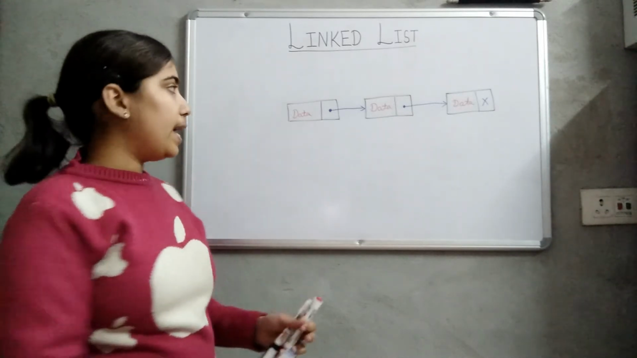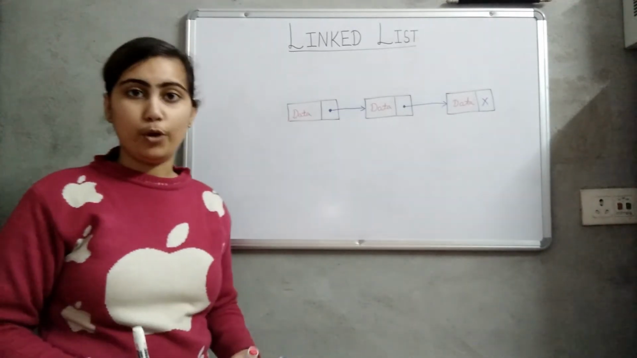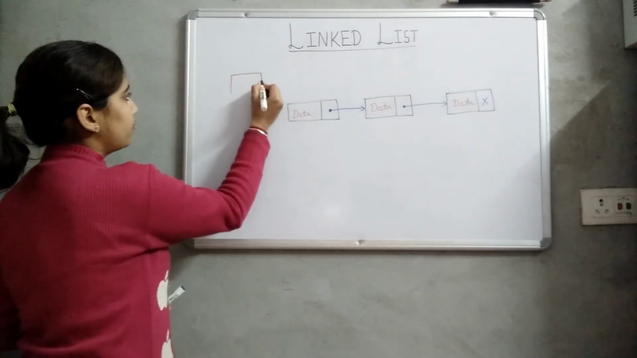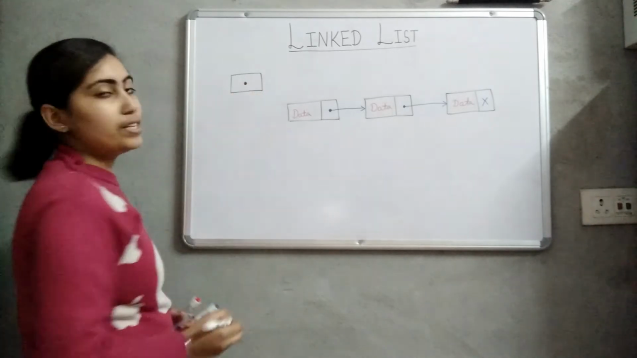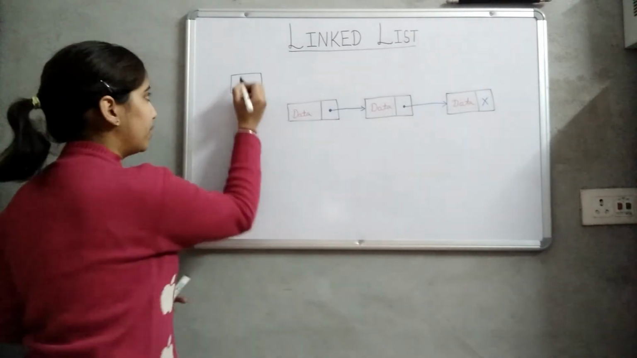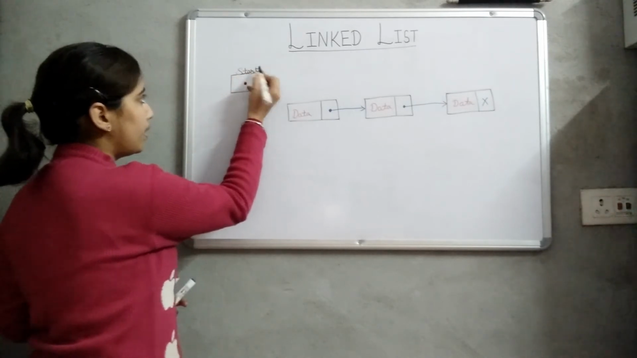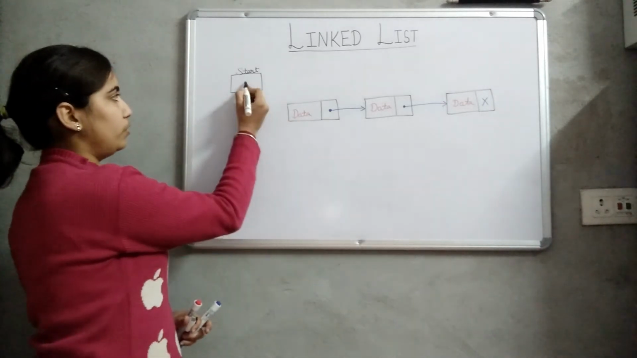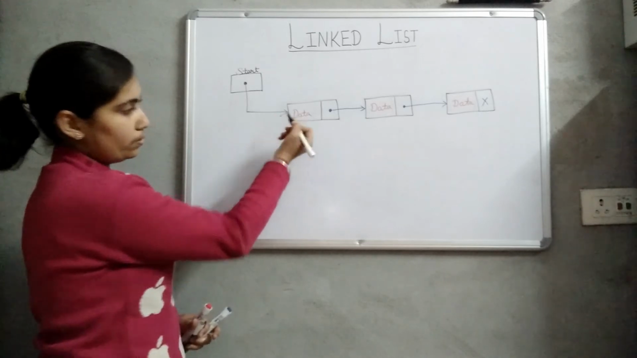Okay? And all these nodes contain a head pointer, like this. Just like we see the engine in the previous example. This pointer is called the start pointer in data structures. Now this start pointer points towards node number 1 address.